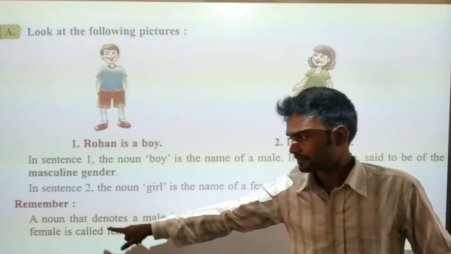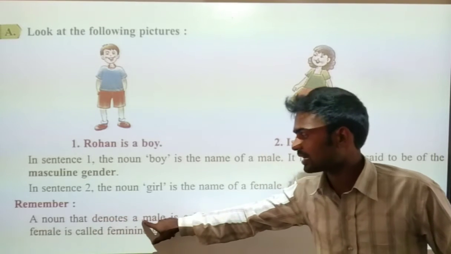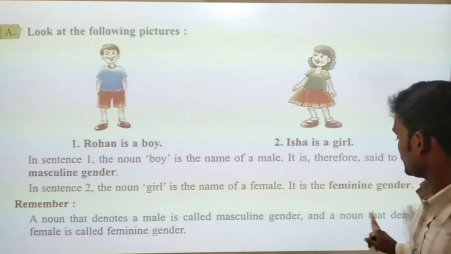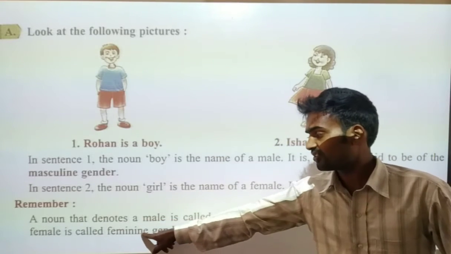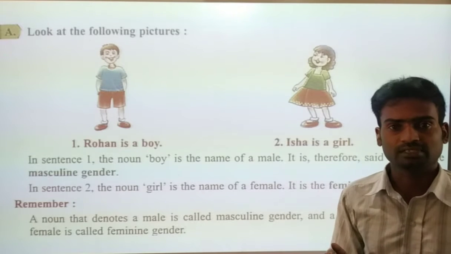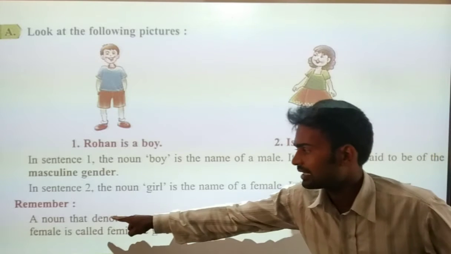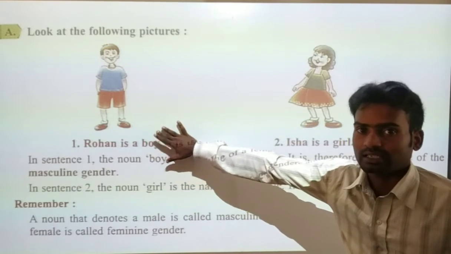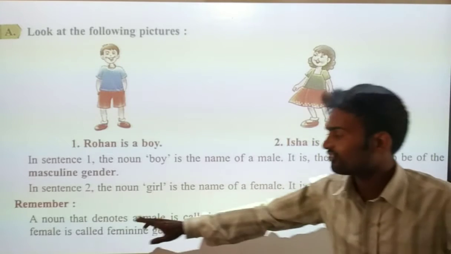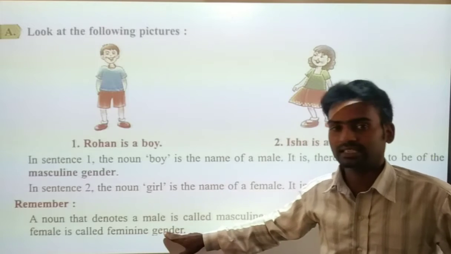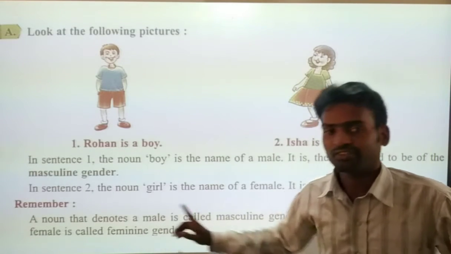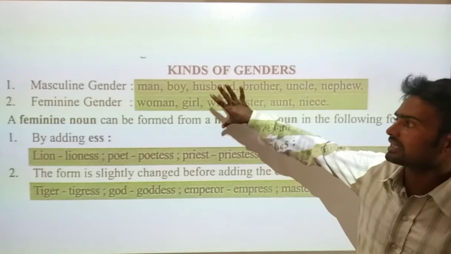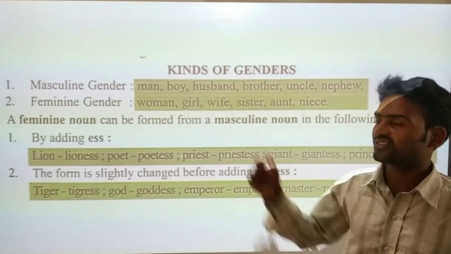Okay? Remember, a noun that denotes a male is called masculine gender, and a noun that denotes the female is called feminine gender. Very simple. A noun that denotes a male is called masculine gender, ladka. And the noun that denotes a female is called feminine gender, ladki. Hum log bolte hain feminine. Okay? Now, let's see some examples, how we call it as a masculine gender and a feminine gender.